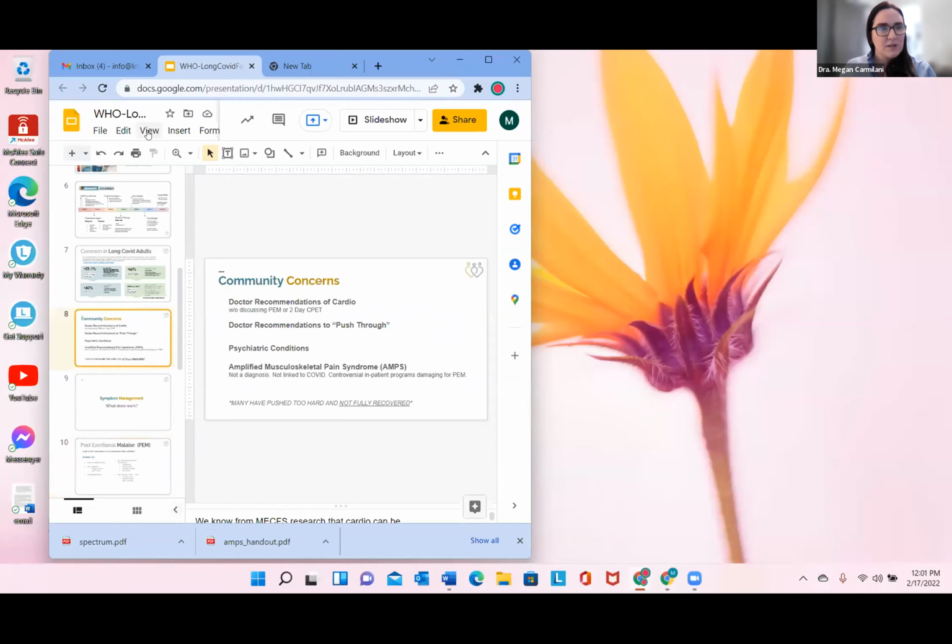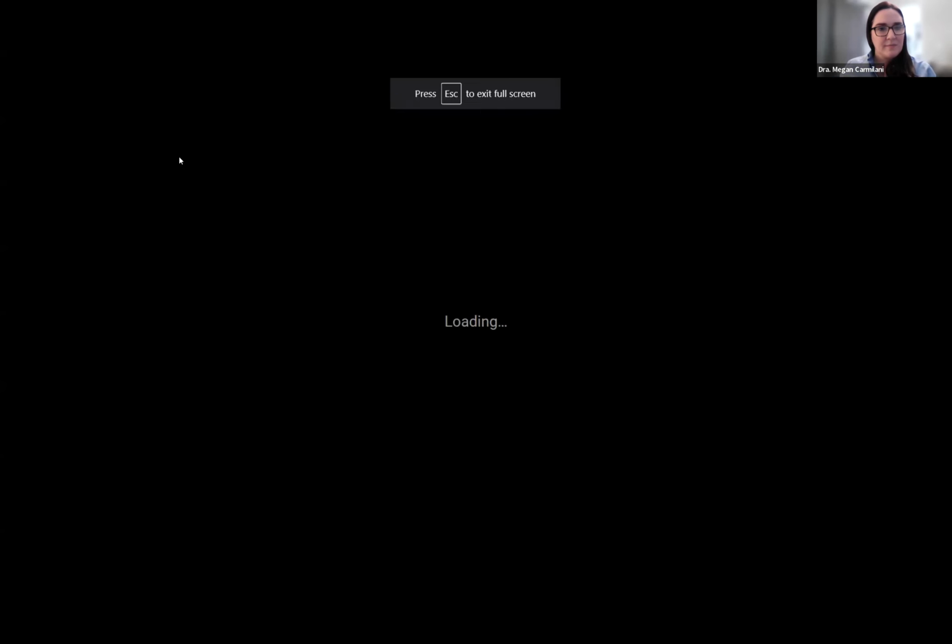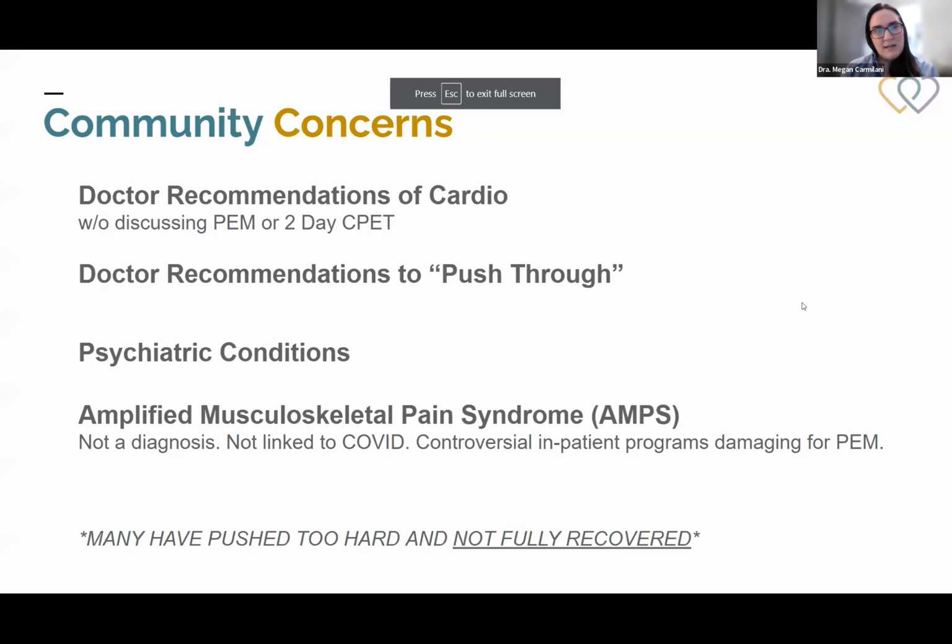So let me go to the concerns here. Here are our community concerns. Our doctors are recommending cardio. It seems to be the primary recommendation for any long hauler when they first start seeing a doctor. It's rare that doctors are discussing the possibility of PEM, and they do not discuss the test of the CPET at all. Doctors are recommending to push through. And this is incredibly dangerous for our population without knowing, without running tests.